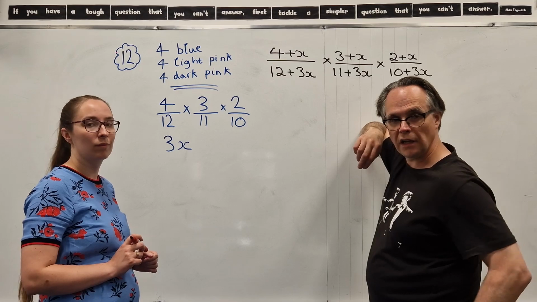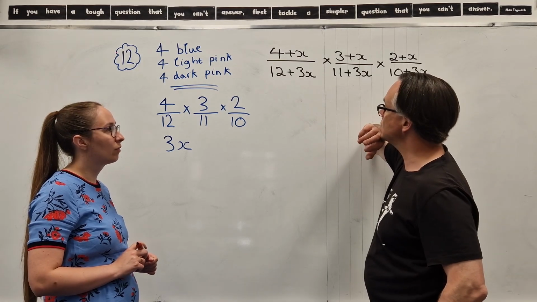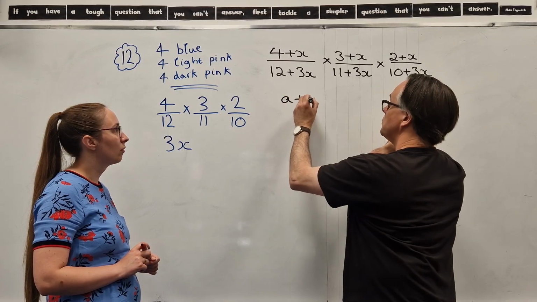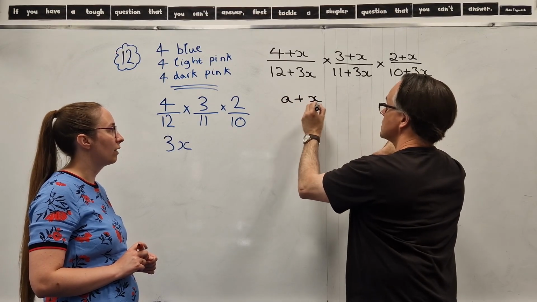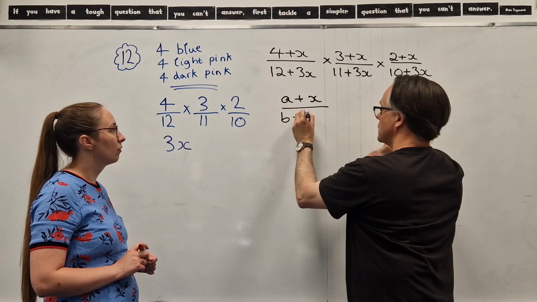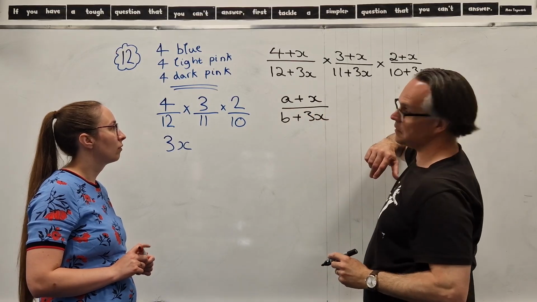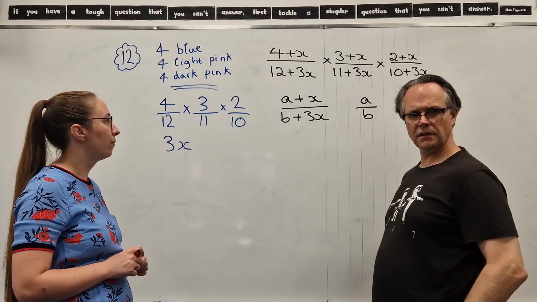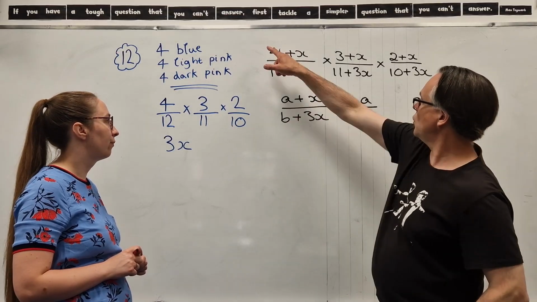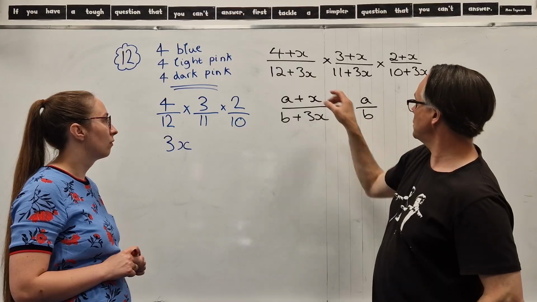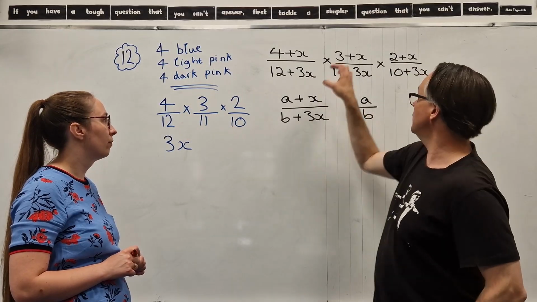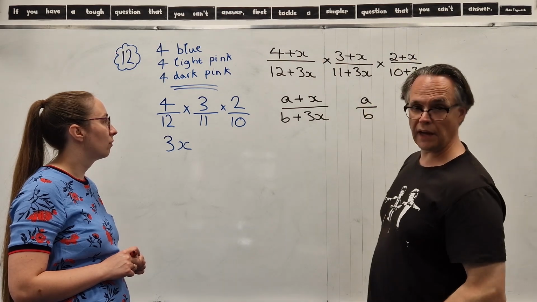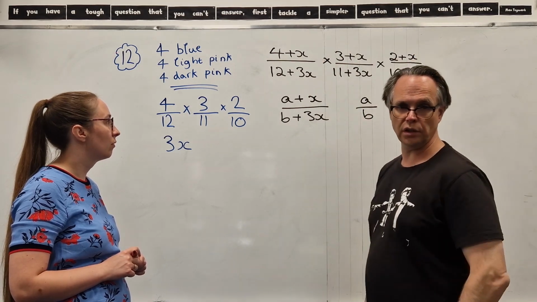So we can generalize this right from the start and say what we're interested in is, how does the fraction (A + X)/(B + 3X) compare with the fraction A/B? Does that make sense? So we're saying, how does (4 + X)/(12 + 3X) compare with 4/12? And the same again. If we can find some general rule here, we can apply it to all 3 without having to do 3 lots of work.